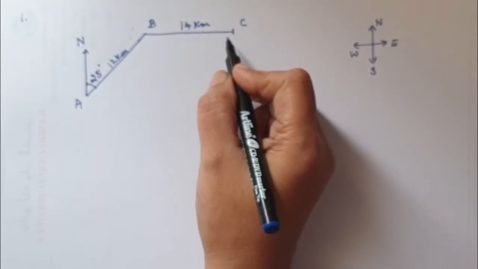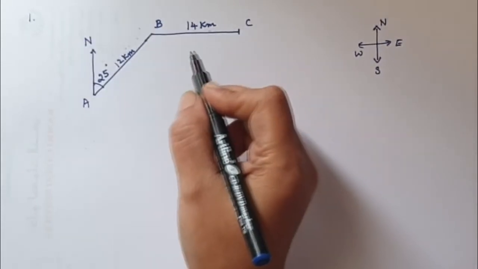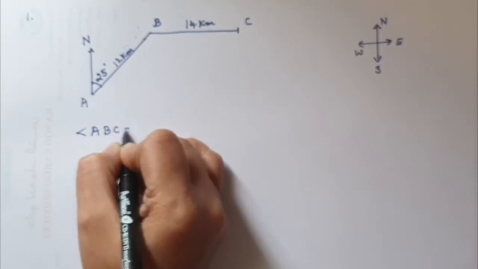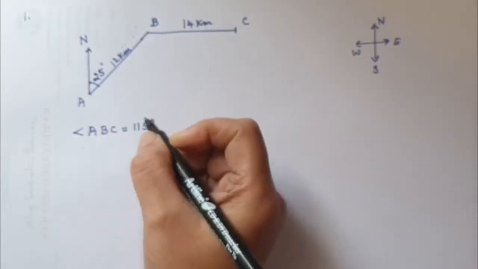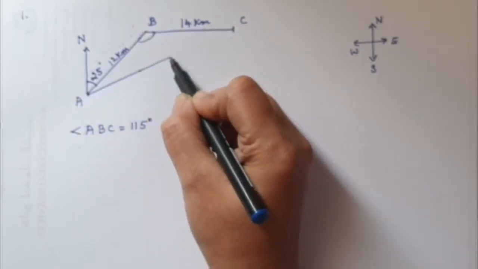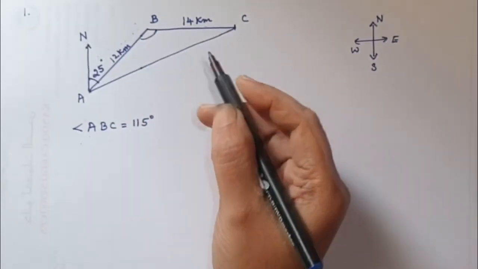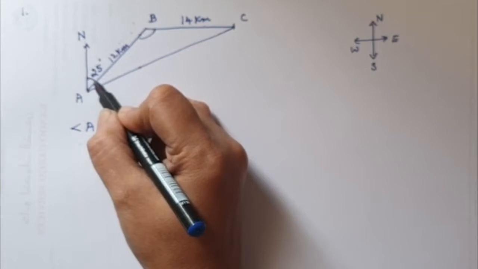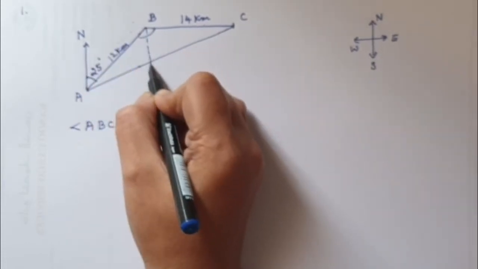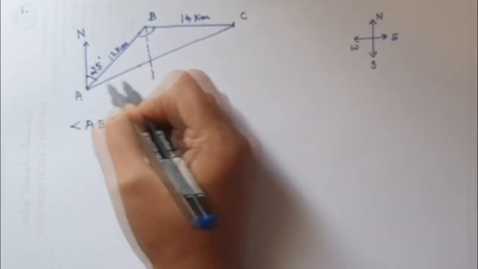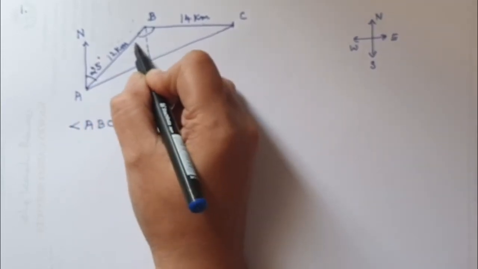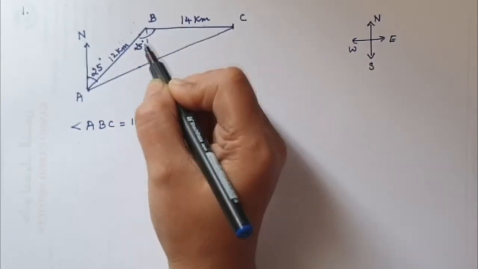The first part of the question is to show that angle ABC equals 115 degrees. This angle we need to show is 115 degrees. So let us join A and C. Now this angle is given as 25. If I draw a parallel line over here too, this and this are parallel, so these are alternate angles. So this angle will be 25 degrees.